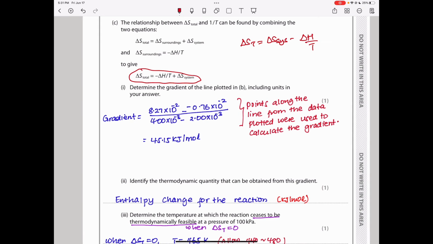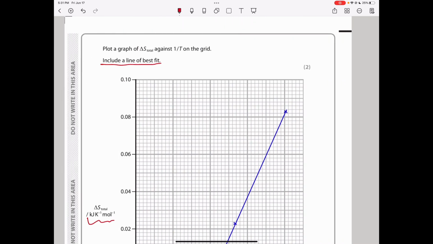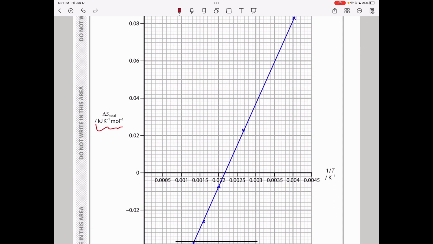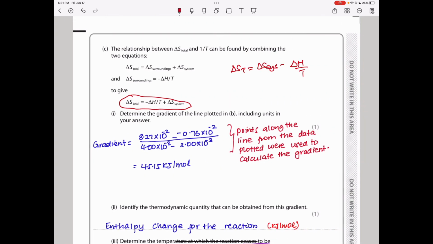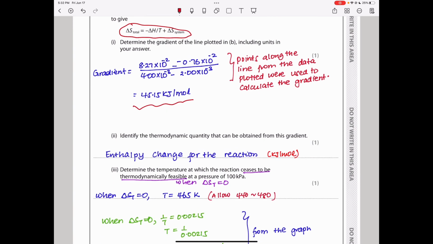They continue to say, determine the gradient of the line plotted in B including units. To determine the gradient, you will have to find suitable points through which the line went from your data, and then you put them. All you need to know is gradient is going to be change in y divided by change in x. Find suitable points from the line, and then you can just substitute and find the gradient. This is really easy. The way you do it in math is the same way you do it in chemistry. So let's continue to the next part.